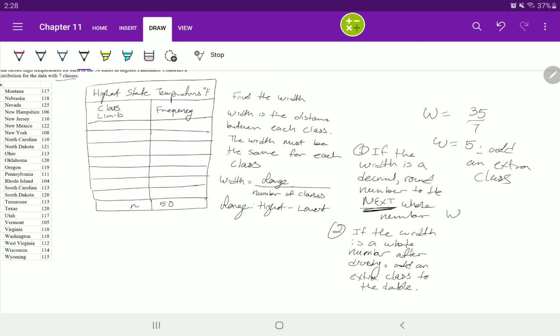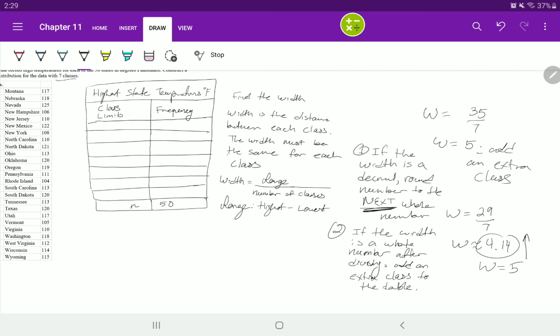But let's suppose the range is 29, right? Divided by 7. 29 divided by 7 is approximately 4.14, around 2 numbers after the decimal. And what that means is because it is a decimal, I'm going to take this number and round it up to the next whole number, which means my width is going to be 5. And I do not have to add an extra class because my width was a decimal when I divided. But if you get a whole number when you divide, you must add an extra class.